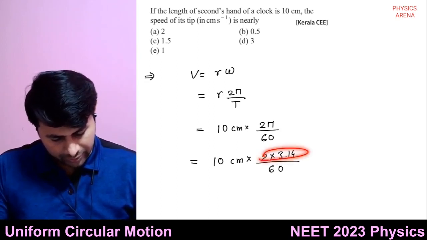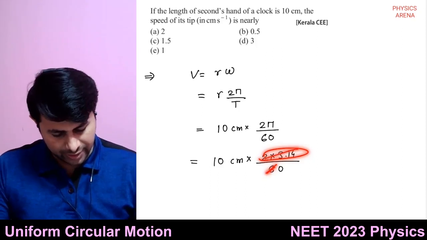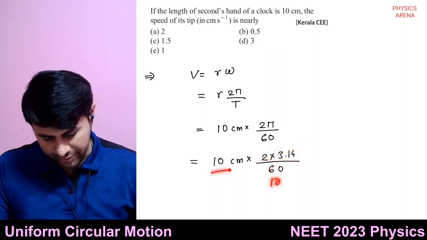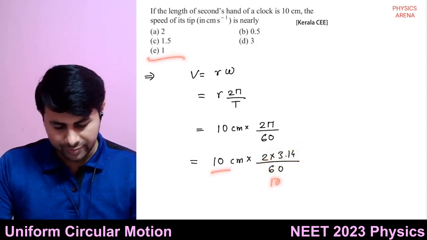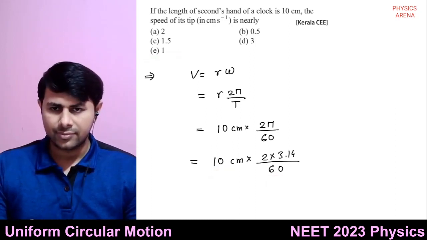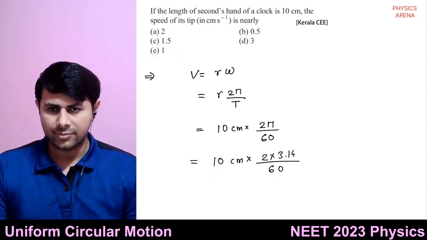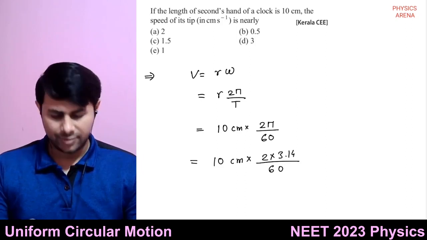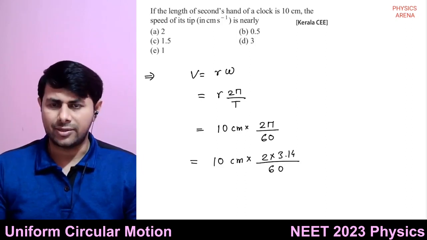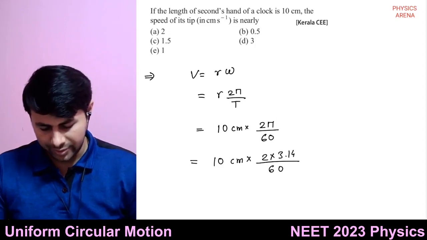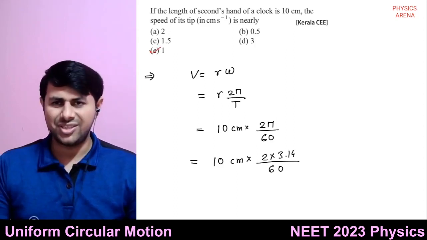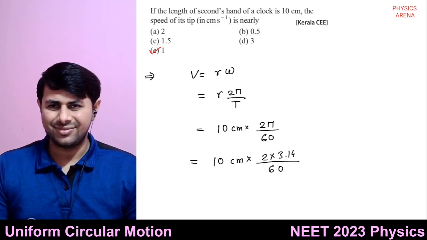So near about, can we say this thing and this thing gets cancelled out? 10 divided by 10. So 1 would be the answer. Yes, no? Near about it's 1. Okay, so this is a simple question, right? Yes, sir. Apart from the calculation part.